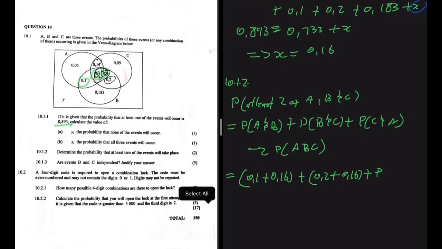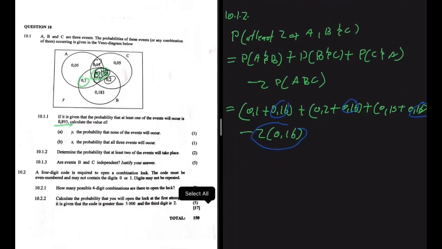and then minus 2 times the probability of ABC, so that is minus 2 times 0.16. You can see here that we counted 0.16 three times and we're subtracting it twice, so that we end up counting it only once. So let me just put that in the calculator and I'm getting 0.61. So the probability that at least 2 of these events will take place is 0.61.